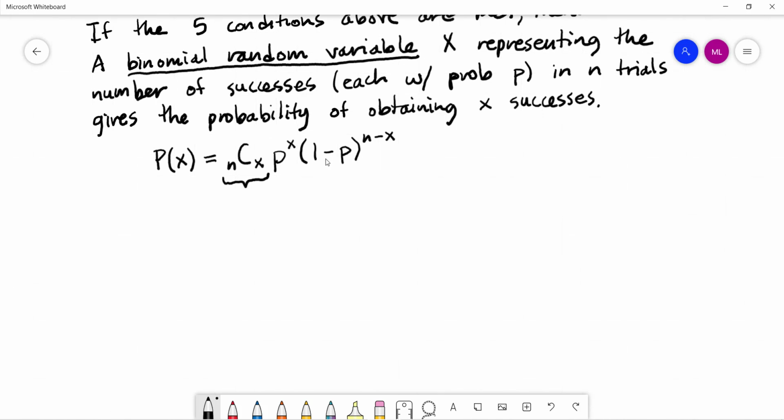This thing is called the combination function. And I want to give you a little bit of a sense of what it does in just a minute, but let me talk about the other parts first. So this is the first part. And then the second part is this p to the x. We have the probability p raised to the power of x.